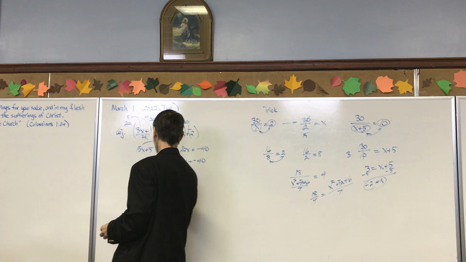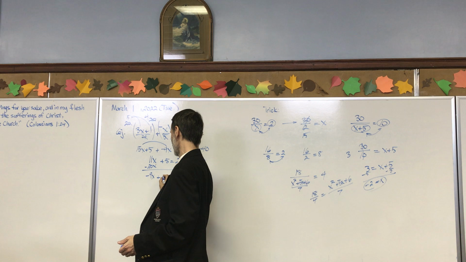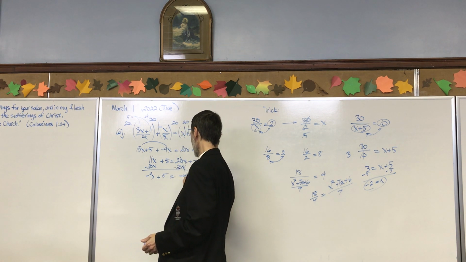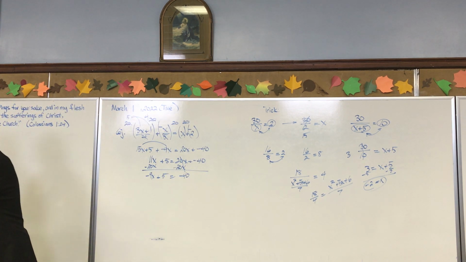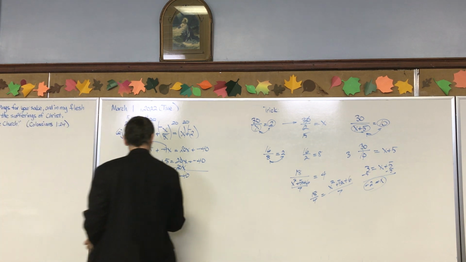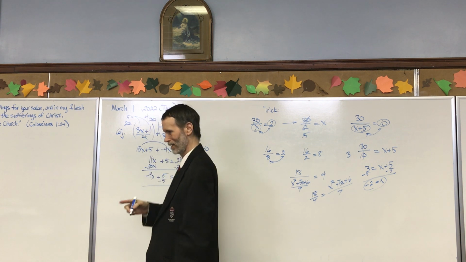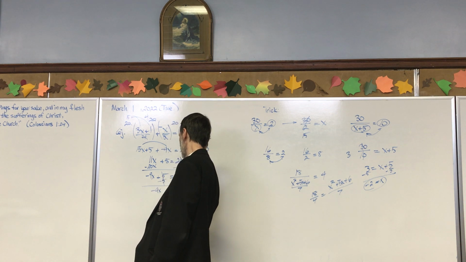I can do it to both sides. And keep going, what do you get? Negative 9x plus 5 equals negative 40. Well, one step at a time. Keep going. Subtract 5. It'd be negative 9x equals negative 45.